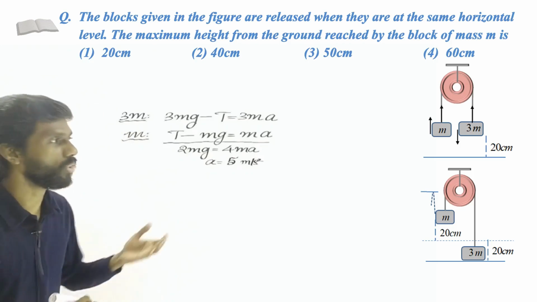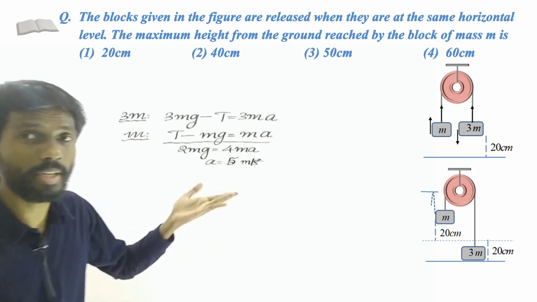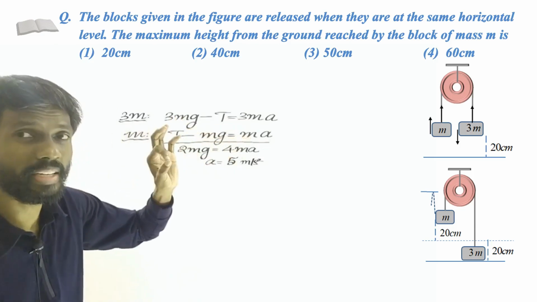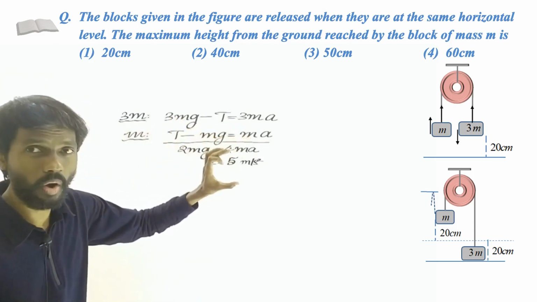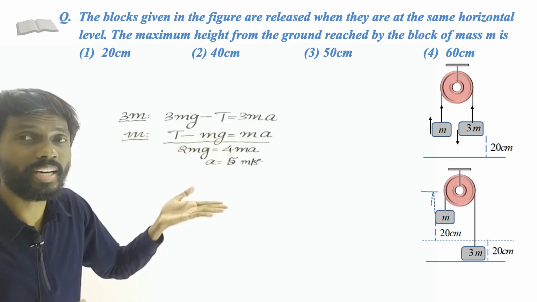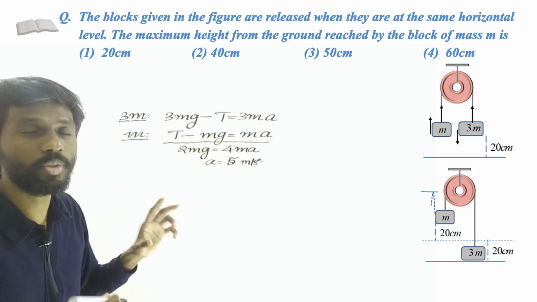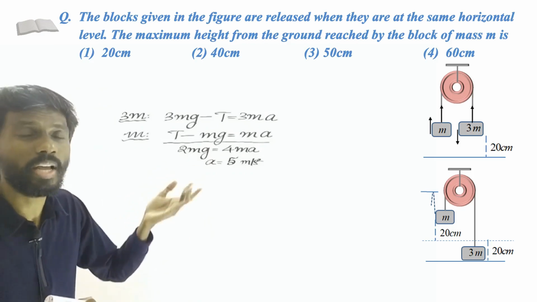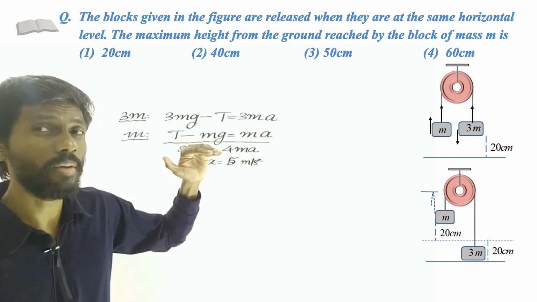Now we have to find, when it has covered a distance of 20 plus 20, right, so 40 centimeter above the ground level, what is the speed at that point? Which means the block of mass m covered a distance of 20 centimeter, which means 0.2 meter. When the distance is known, we can find the final velocity at that point.